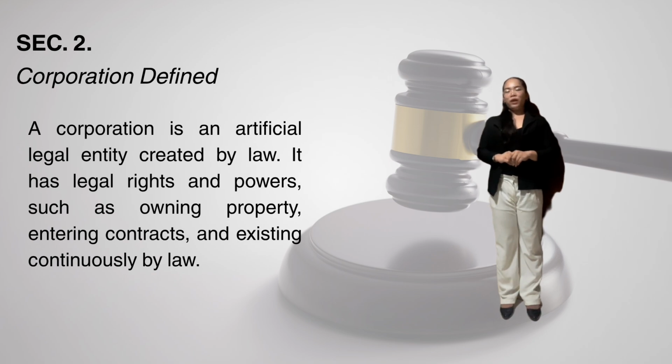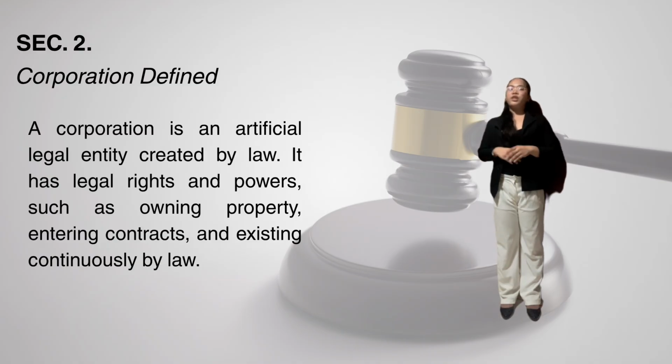Section 2. Corporation defined. Section 2 defines what a corporation is. It says that a corporation is an artificial being created by operation of law. That means a corporation is not a natural person like us. It only exists because the law allows it to. It has its own legal identity, separate from its owners. It can enter contracts, own properties, borrow money, and even sue or be sued. Also, it has the right of succession, meaning it continues to exist even if the owners, directors, or members change.